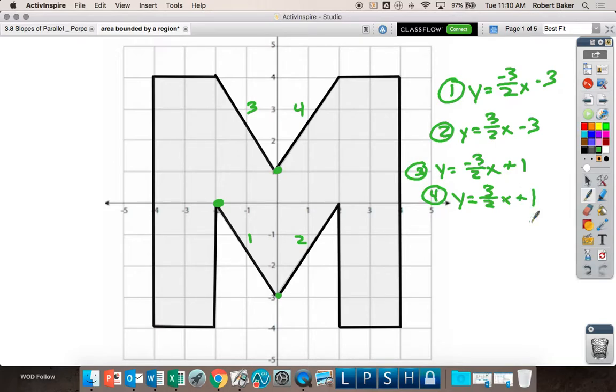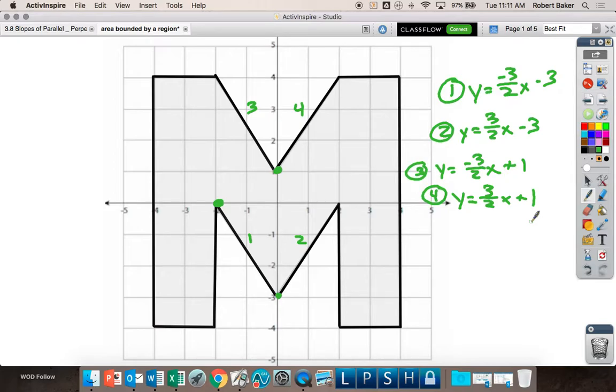So then a conversation has to be had. What do you notice about line 1 and line 3? Different y-intercepts, but line 1 and line 3 have the exact same slopes. That is going to turn into the conversation on Thursday. Those two lines are parallel because they have equal slopes.